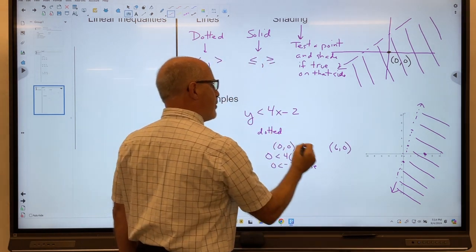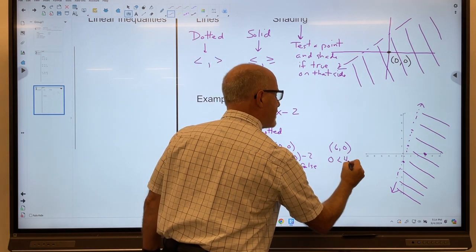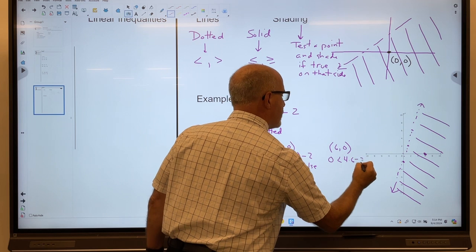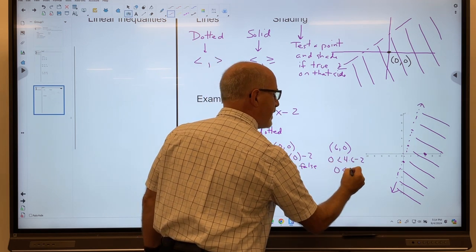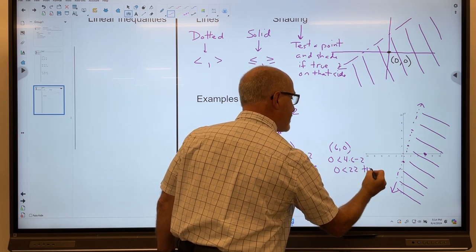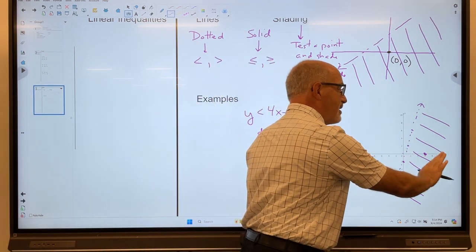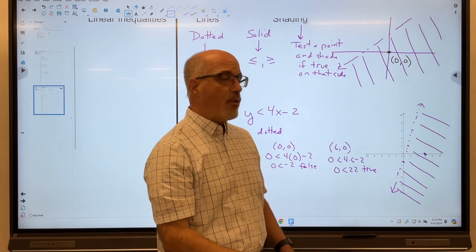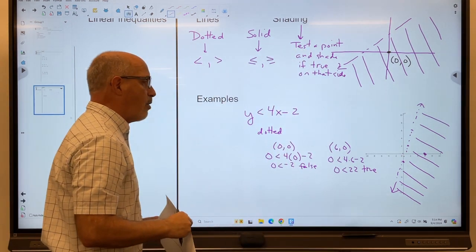It should work in this inequality. Let's test it. Put in 0 for y. Is 0 less than 4 times 6 minus 2? Is 0 less than, this would be 24 minus 2, which is 22. And that's a true statement. So notice that that side does work. If you pick any other point on that side of the line, it will give you a true statement for the inequality.